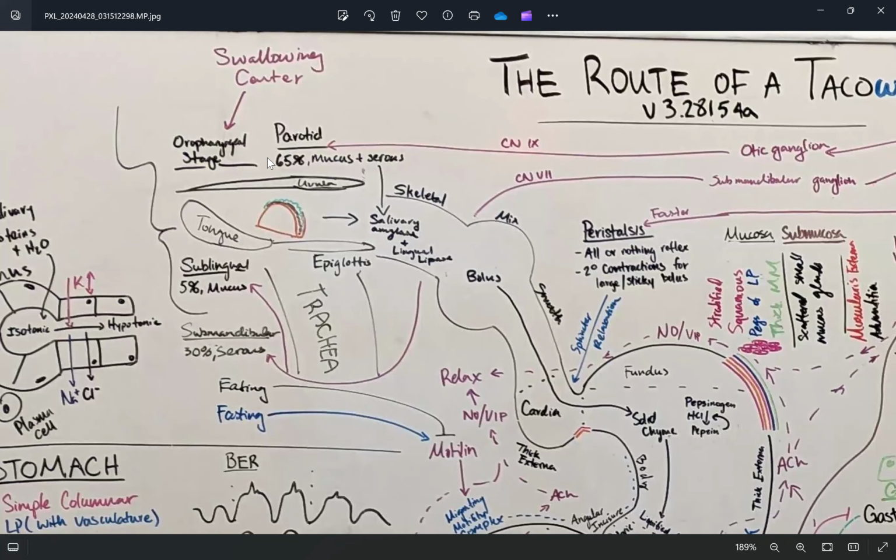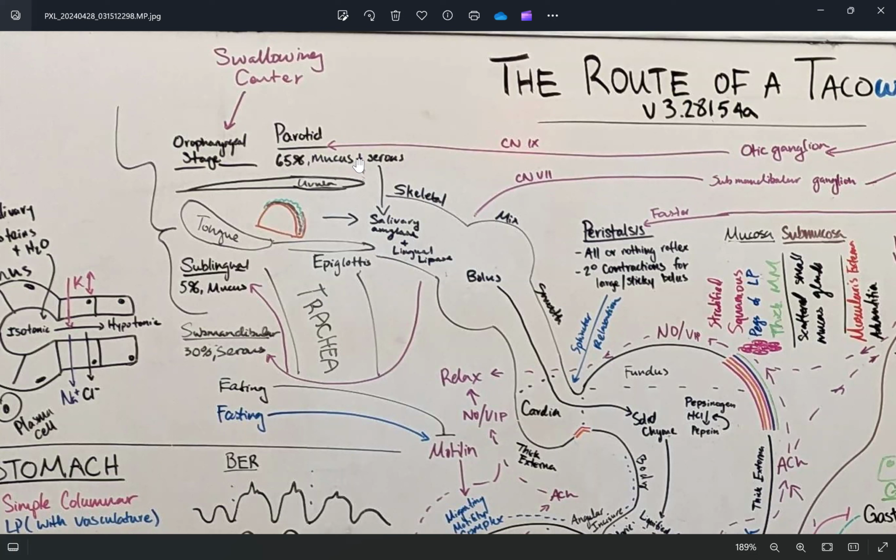Oropharyngeal stage, controlled by your swallowing center. In the oropharyngeal stage, mechanically, the tongue pushes the bolus back into your esophagus. The uvula raises up to block your nasopharynx. The epiglottis also blocks your trachea because you don't want to choke on your food.